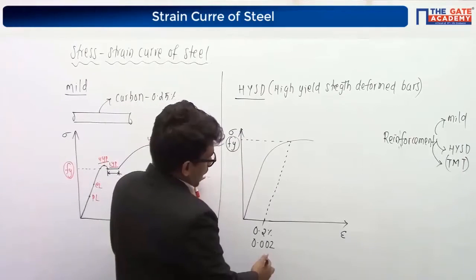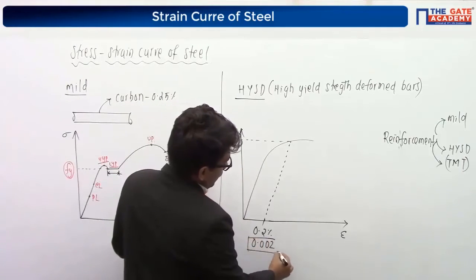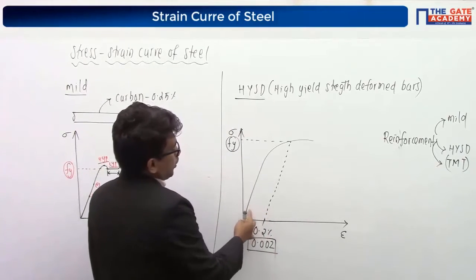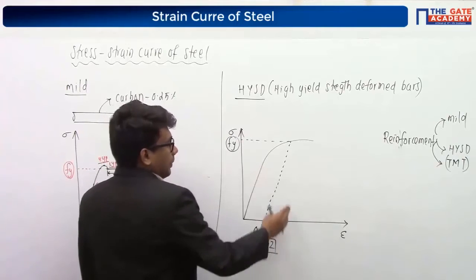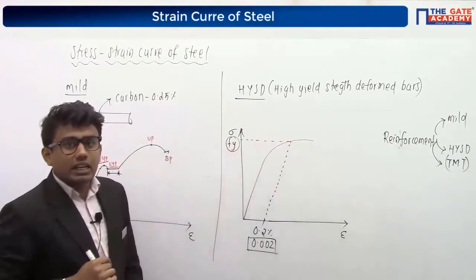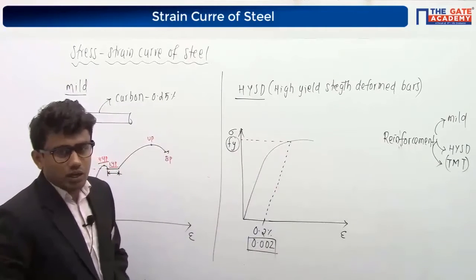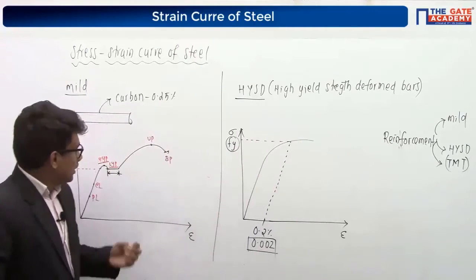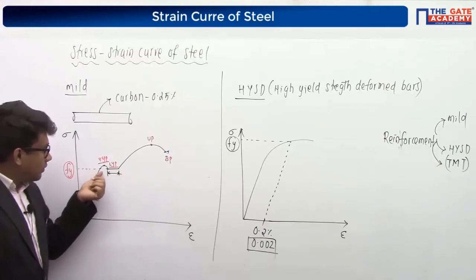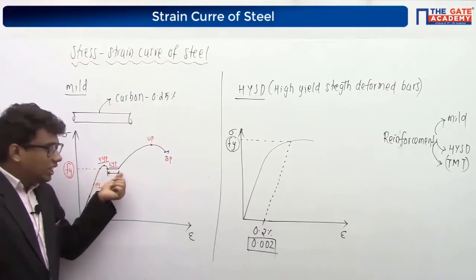First, I am going to consider the strain value, that is 0.002, and draw a line which is parallel to the initial straight portion. It will meet somewhere in this curve, and the stress value corresponding to that point is taken as the yield strength of this HYSD steel bar. Why are we doing this? Because here we can distinguish the yield point value, right? We are having a yield point here. We are having a yield plateau there.